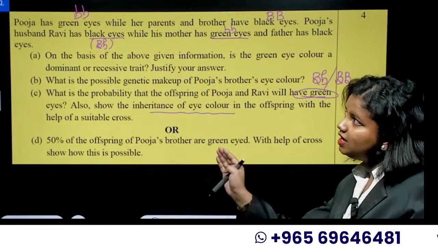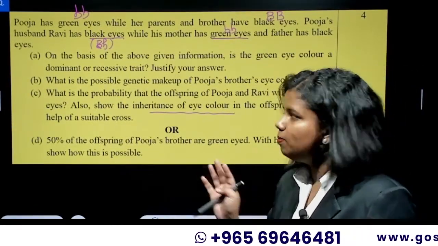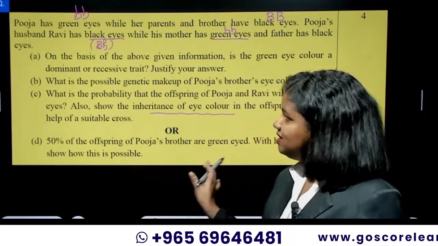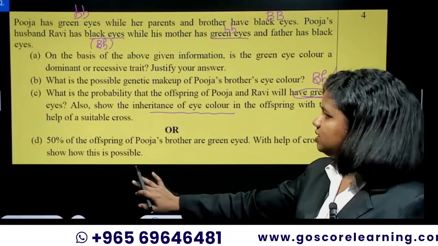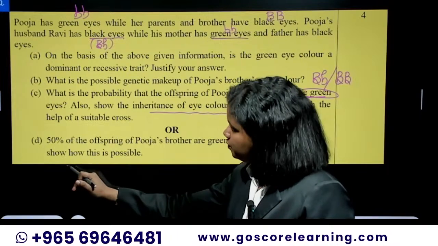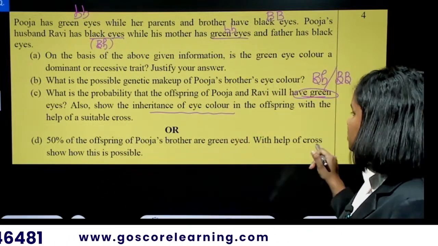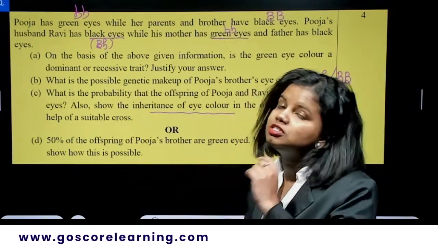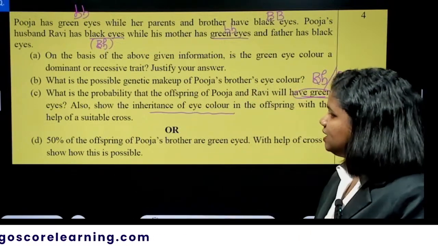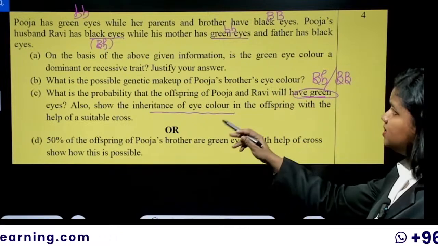And that's the 3 questions, and you will get easy 4 marks from those 3 questions. And there is one more question for the C part. The question is: 50% of the offspring of Pooja's brother are green-eyed. With the help of a cross, show how this is possible. So we already know that Pooja's brother, where is it?